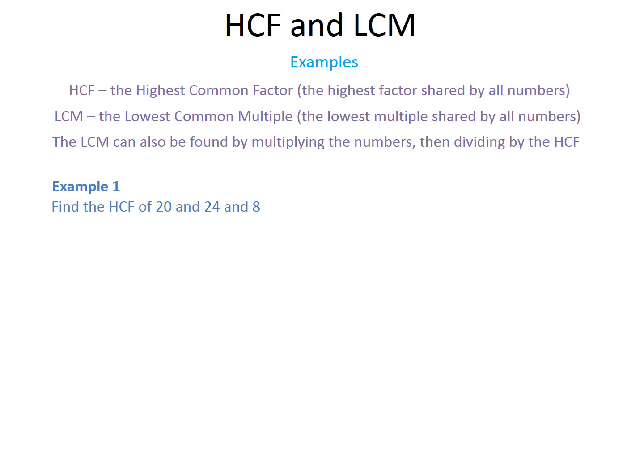So let's see some examples. Here we're going to find the highest common factor of 3 numbers. And so we just start in any order. It doesn't really matter which one you write down first. I'm going to start with the 20 just because it's there first. These are the factors of 20.